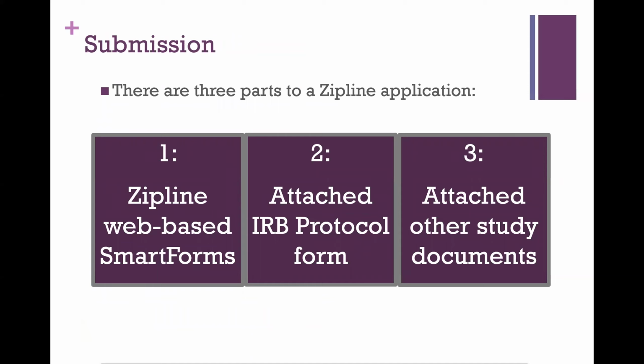There are 3 parts to a Zipline submission. First, there are these Zipline Smart Forms, which capture basic information about the study and organize the submission of study documents. For example, the Funding Sources Smart Form is where you provide and upload any information about funding for your study. Second is the IRB Protocol Form. And finally, attached other study documents, which refers to your study-related documents like consent forms, recruitment materials, and interview questions.